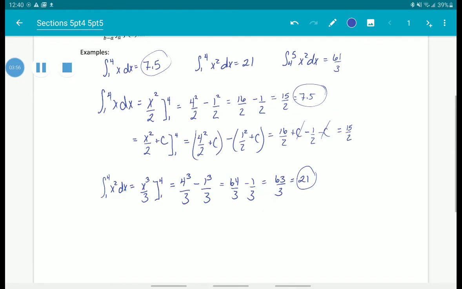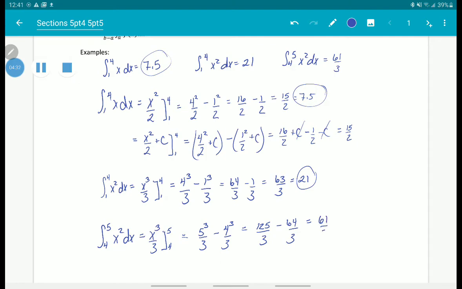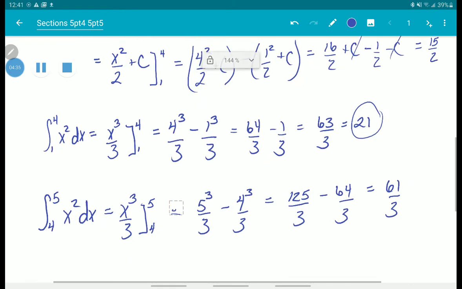And we could do the same thing with that last one going from 4 to 5. When you integrate, it's still x cubed over 3. But we're going to evaluate from 4 to 5. So we're going to have 5 cubed over 3 minus 4 cubed over 3. 5 cubed is 125. 4 cubed is 64. And 125 minus 64 is 61. So we have 61/3. So there's our answer.